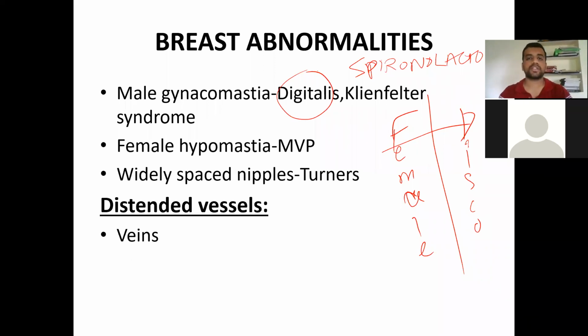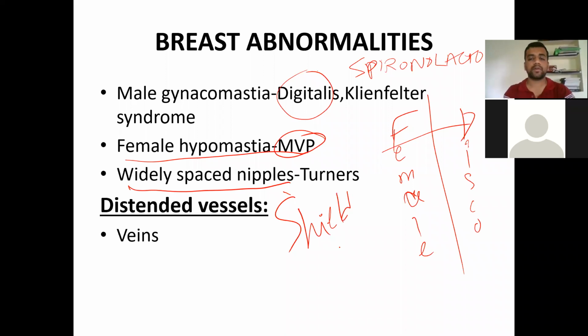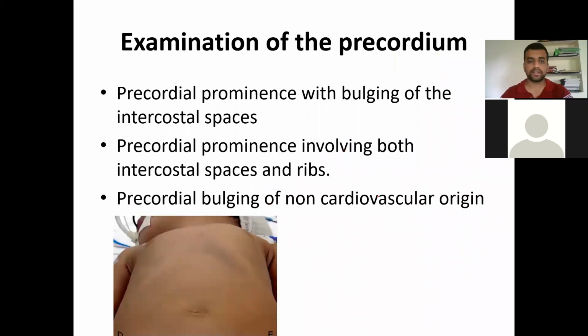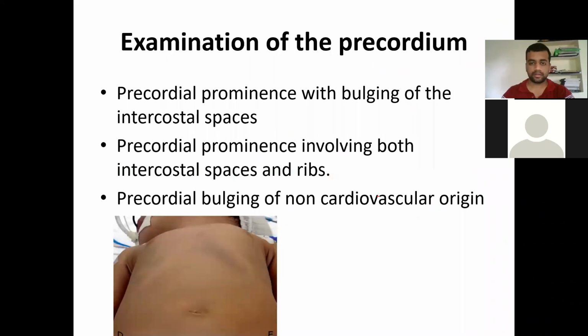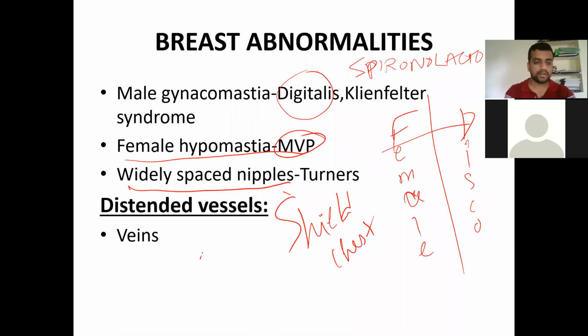Klinefelter syndrome may be associated with congenital abnormalities, and female hypomastia could be associated with mitral valve prolapse syndrome, widely spaced nipples, and shield chest. That day we discussed in the GPE. If we have a shield chest, then it could be part of Turner syndrome. Distended vessels and veins are part of IVC or SVC obstructions. So here only we will draw, 1 minute.